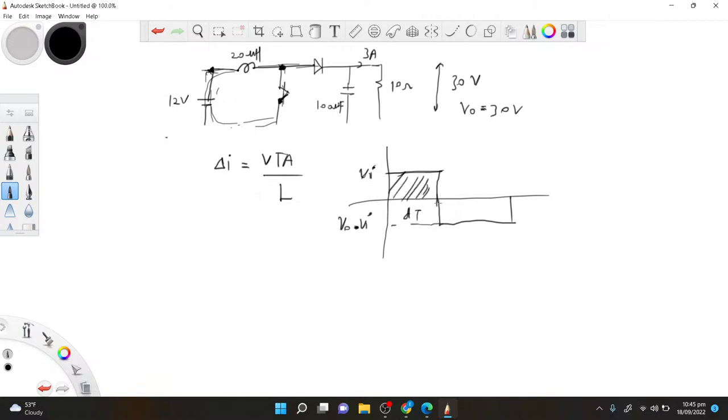So if I want to find the ripple, I can just use this first part here. My voltage time area is V in DT. So it will be given by V in, that's 12, times DT. We found D to be 0.6. T is the same as frequency, so 50 kilohertz. Then L was given as 20 microhenry. So kindly do this.